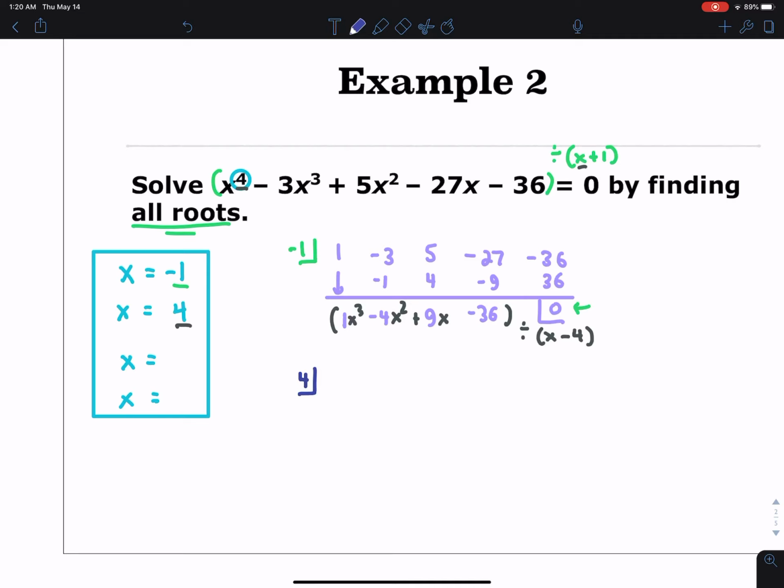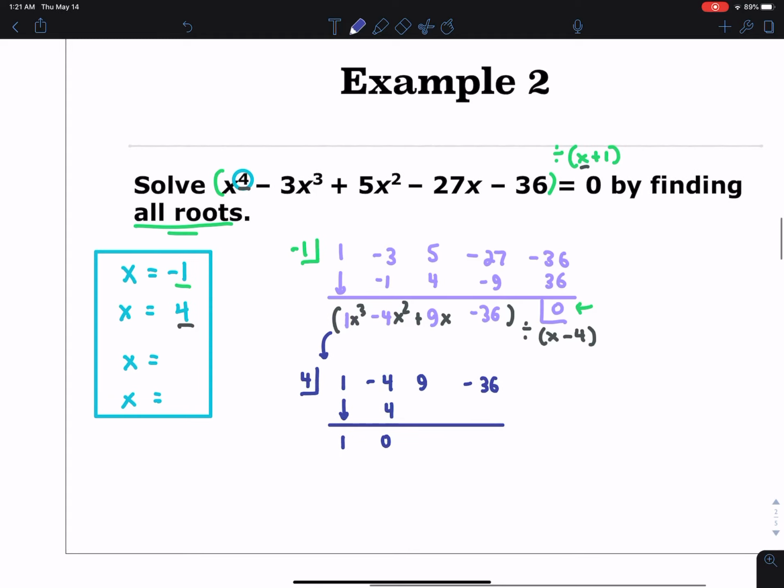And then we're not going back to the beginning. We're continuing to break this down. So the coefficients that we're going to use are 1, -4, 9, and -36. So we're going to bring down our first term, which is 1. 1 times 4 is 4. Add these, we get 0. 0 times 4 is 0. It's going to give me a 9. 9 times 4 is 36. And when we add those, again, we end up with 0.